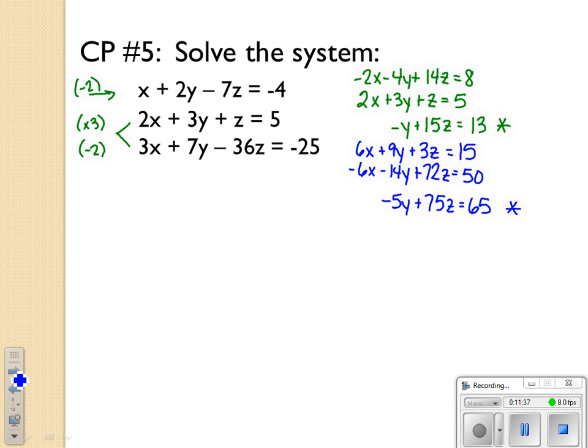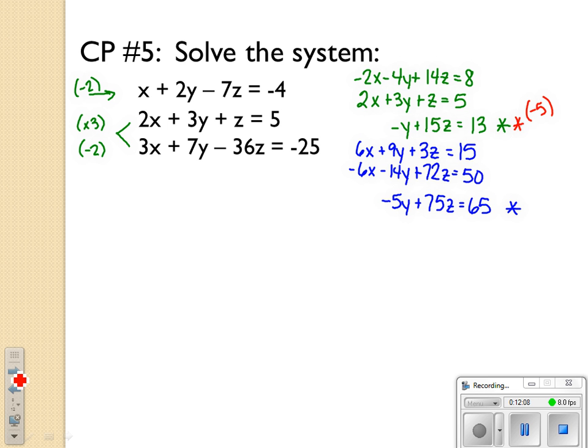There's an equation that has a y and a z again. Okay. Now, I'm going to take these two new equations that I came up with, and I'm going to use the elimination method on them. So if I take the green one up here, and I multiply that one by a negative 5, I'm going to be able to eliminate my y's.